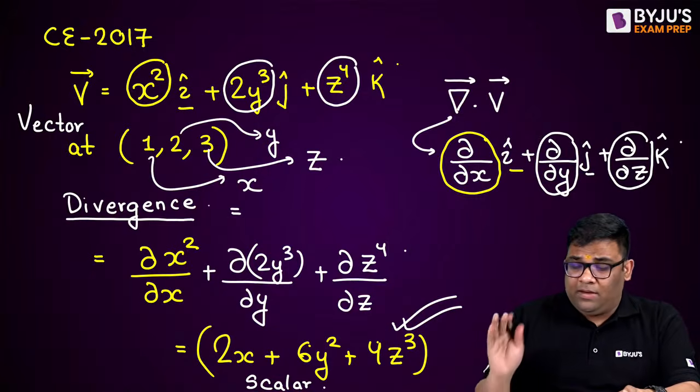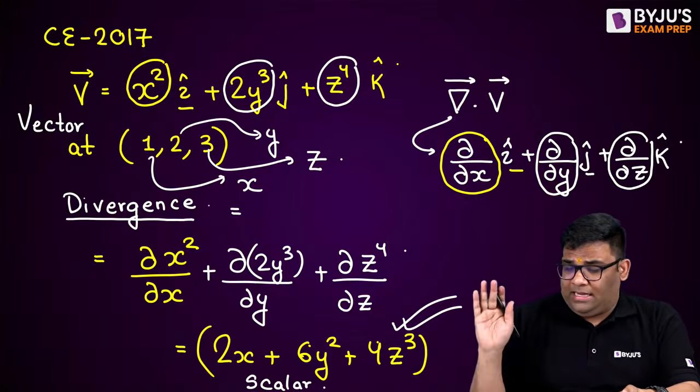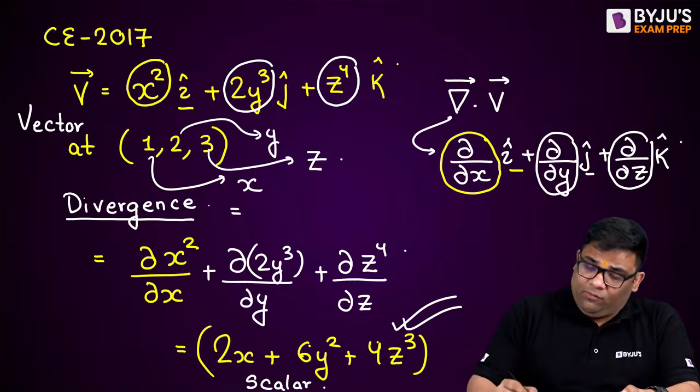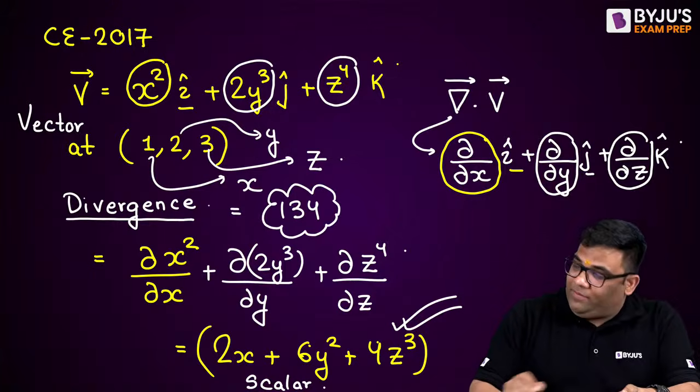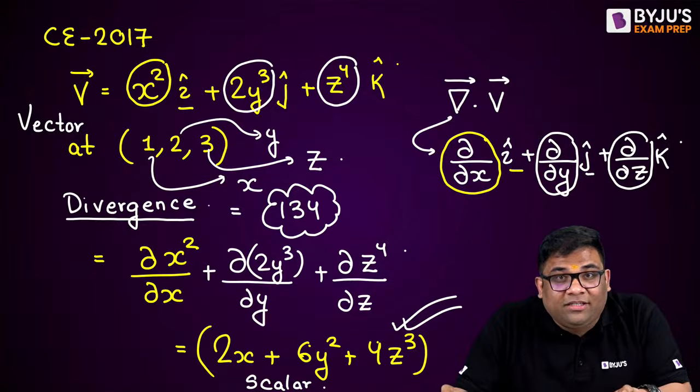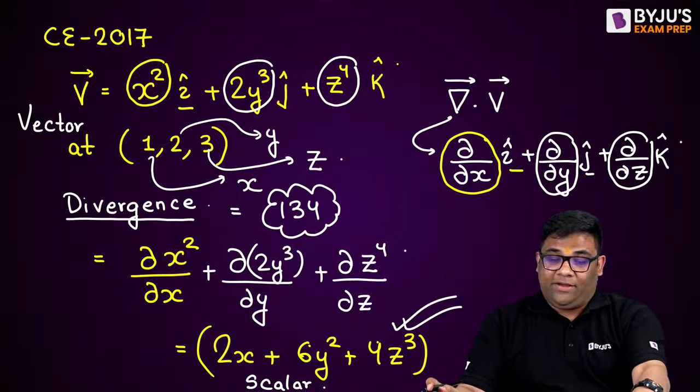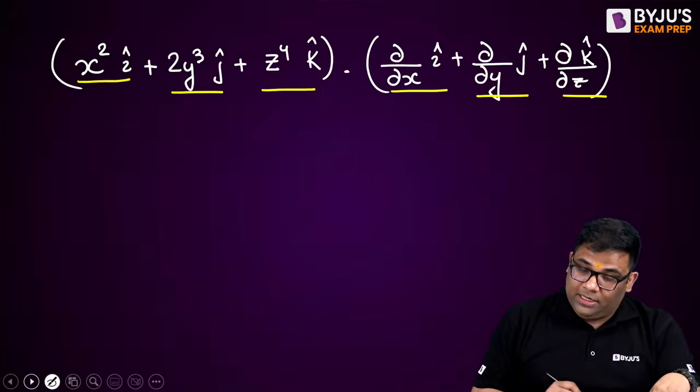2 into 1 plus 6 into 2 square and then 4 into 3 square. So getting 134. Understood everyone? Very straightforward question on divergence, right? Let us solve some more questions.